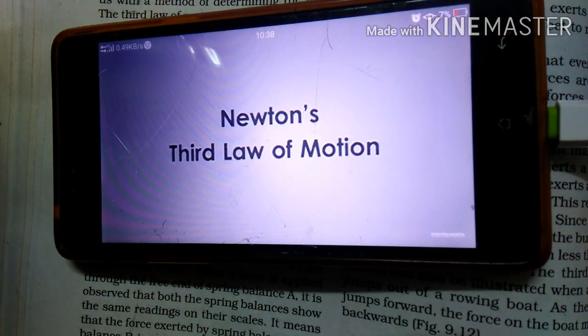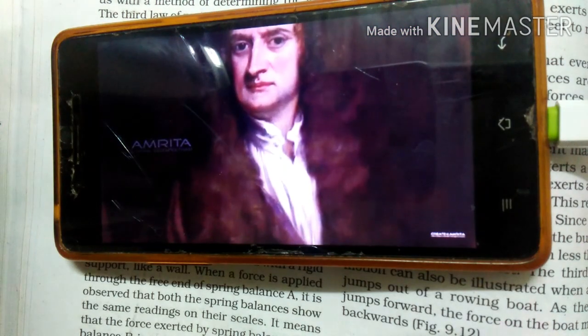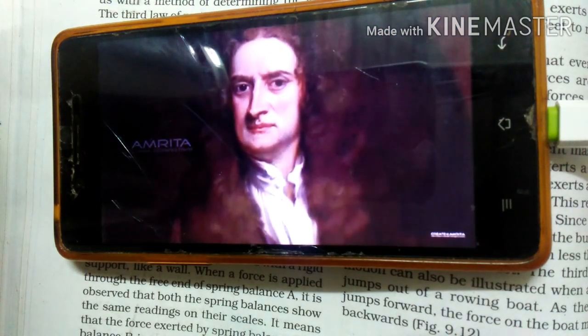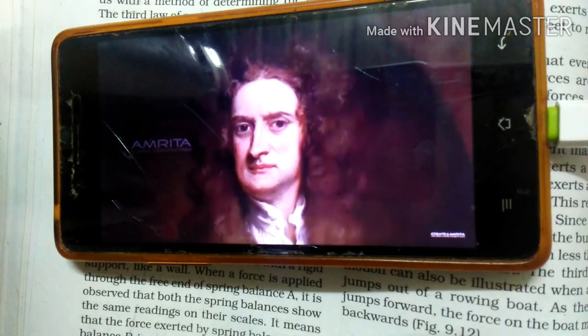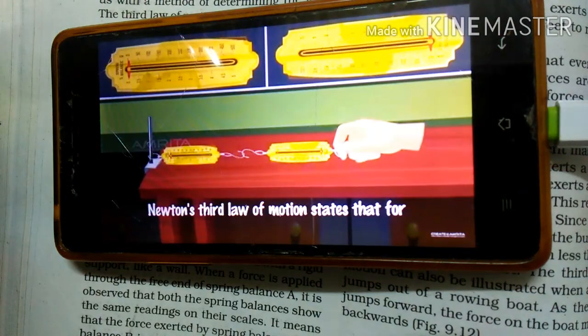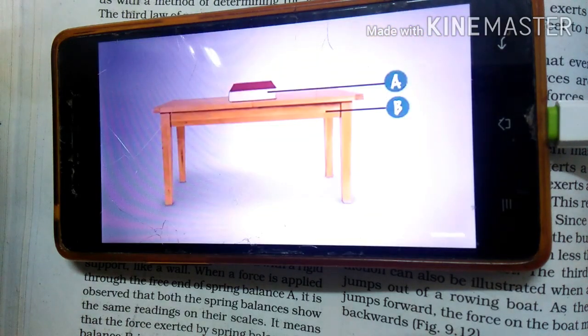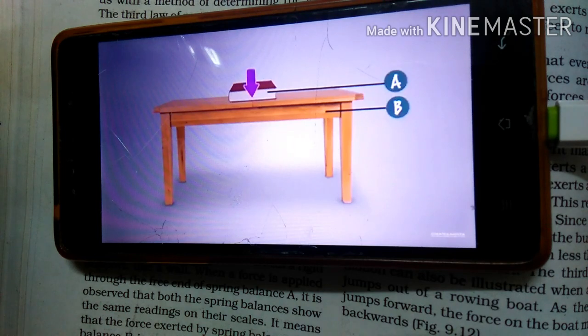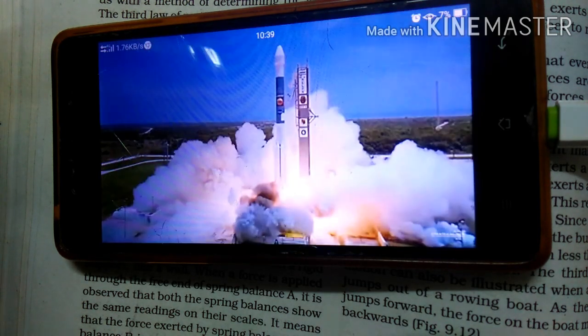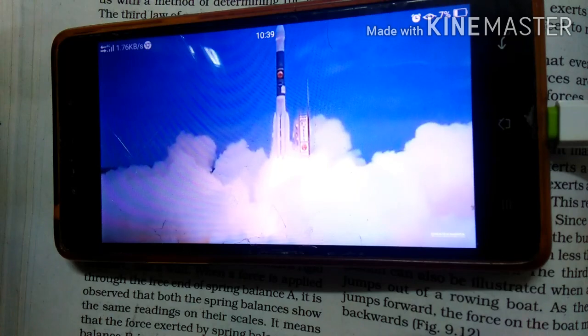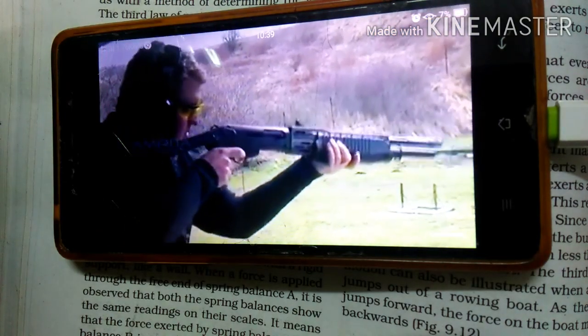Newton's third law of motion. Sir Isaac Newton was a 17th century English physicist who discovered three laws of motion. Newton's third law of motion states that for every action there is an equal and opposite reaction. In other words, if object A exerts a force on object B, then object B also exerts an equal force on object A. Notice that if the forces are exerted on different objects, they will not cancel each other. The third law can be used to explain rocket propulsion and the recoiling of the gun.